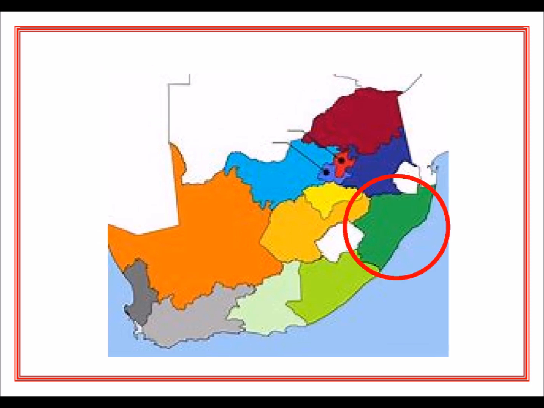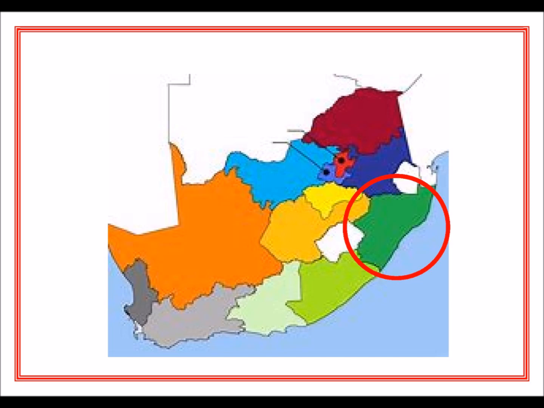As I mentioned earlier, there are 9 provinces in South Africa. We are going to go through them during this week. First, we will begin with KwaZulu-Natal. Can you say that with me? KwaZulu-Natal.